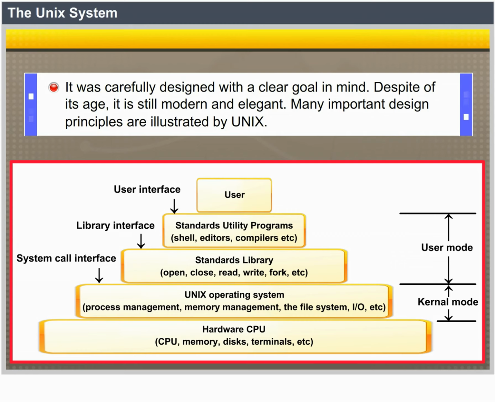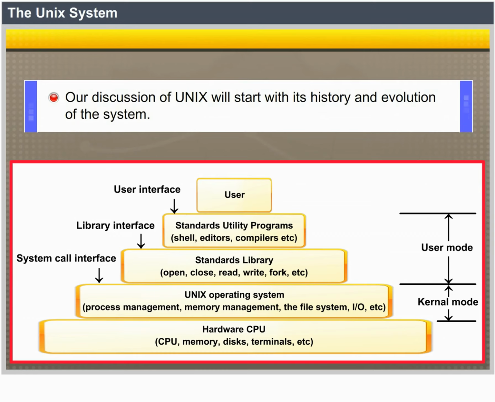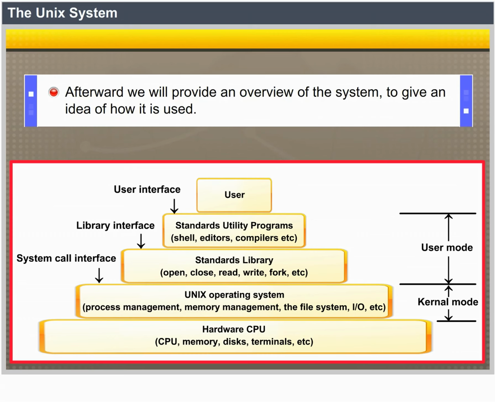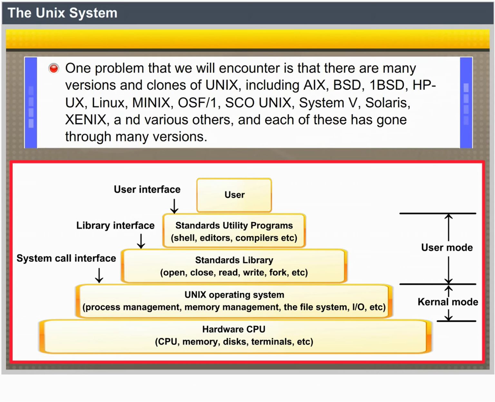Many important design principles are illustrated by Unix. Quite a few of these have been copied by other systems. Our discussion of Unix will start with its history and evolution of the system. Then we will provide an overview of the system to give an idea of how it is used. Although graphical interfaces may be easy for beginners, they provide little flexibility and no insight into how the system works. One problem that we will encounter is that there are many versions and clones of Unix, including AIX, BSD, 1BSD, HP-UX, Linux, Minix, OSF/1, SCO Unix, System V, Solaris, Xenix, and various others, and each of these has gone through many versions.